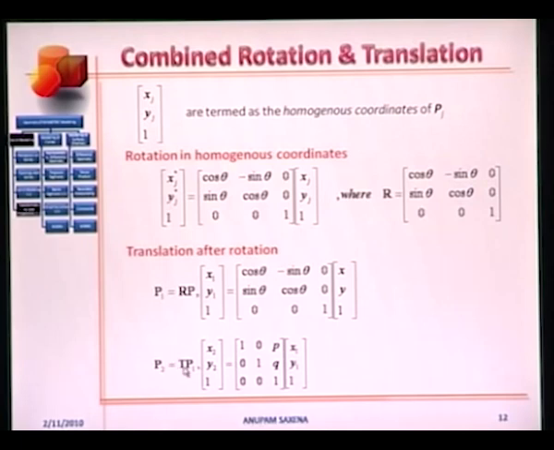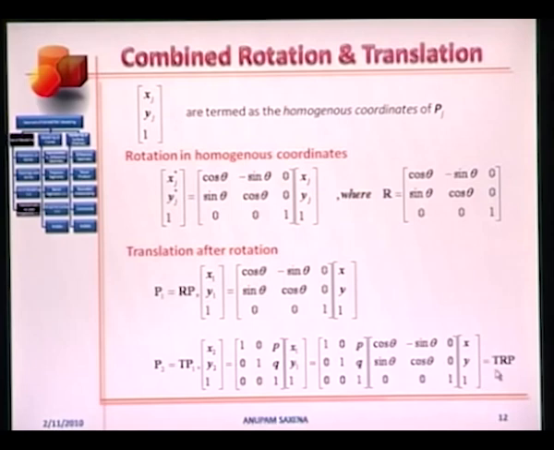Then P1 is translated to a new position, P2. The translation vector has components p and q, so we can substitute this expression to replace this column vector. Once we do that, we have the translation matrix pre-multiplying the rotation matrix, which in turn is pre-multiplying the original column vector. This is the short form.